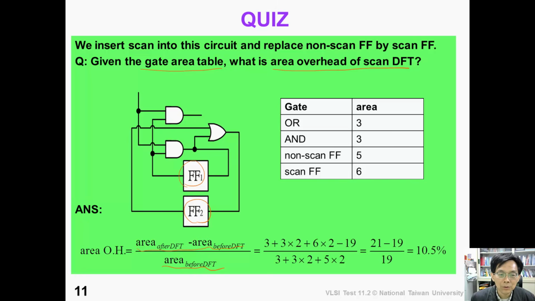Okay, are you finished? In the denominator, the original area of the circuit is 1 OR gate, 2 AND gates, and 2 non-scan flip-flops. So that would be 19. After DFT, we have 2 scan flip-flops. That would be 21. So the area overhead is 2 over 19, which is approximately 10.5%.